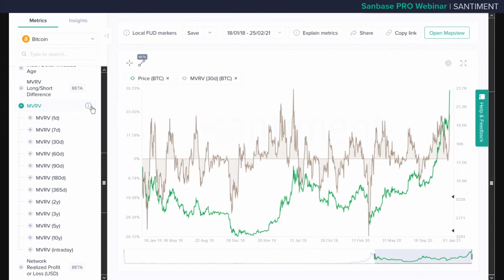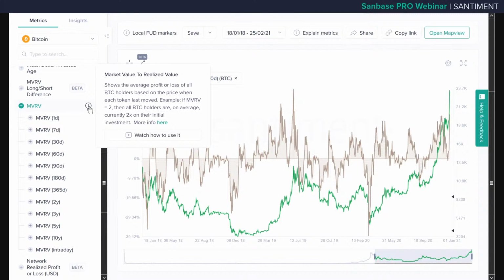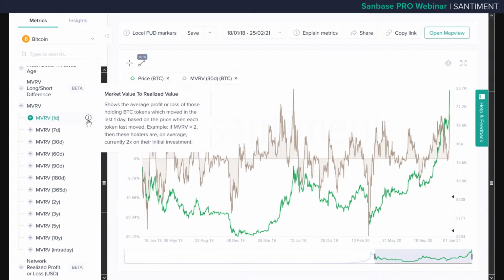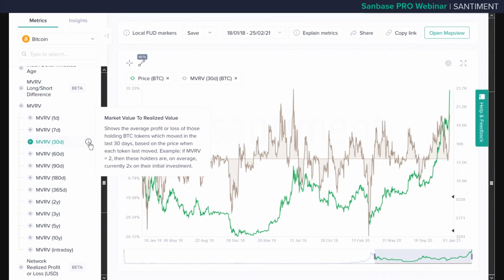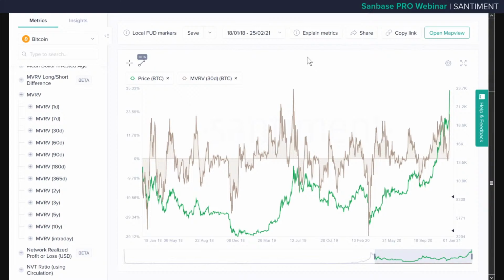So in general, MVRV shows the average profit or loss, similar so far to network profit loss, right? But the difference is that MVRV shows the average profit or loss of all Bitcoin holders, or of all addresses that have acquired Bitcoin in a particular time range. In the case of 30-day MVRV, this particular MVRV shows the average profit or loss of all addresses that have acquired BTC in the last 30 days. So in general, this metric points to the average ROI of short-term Bitcoin holders.